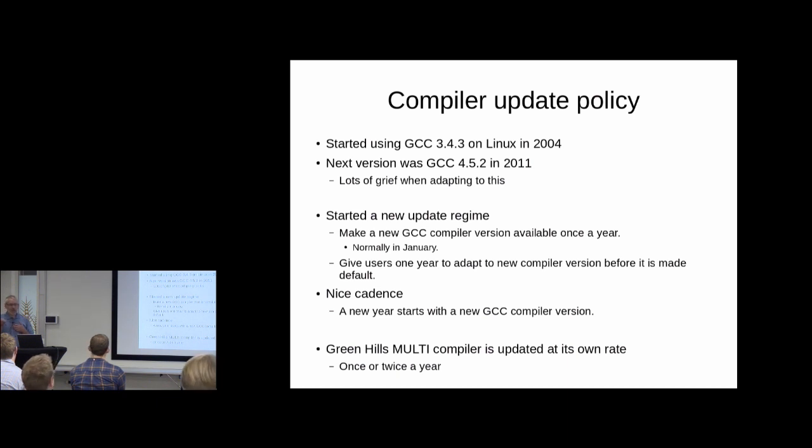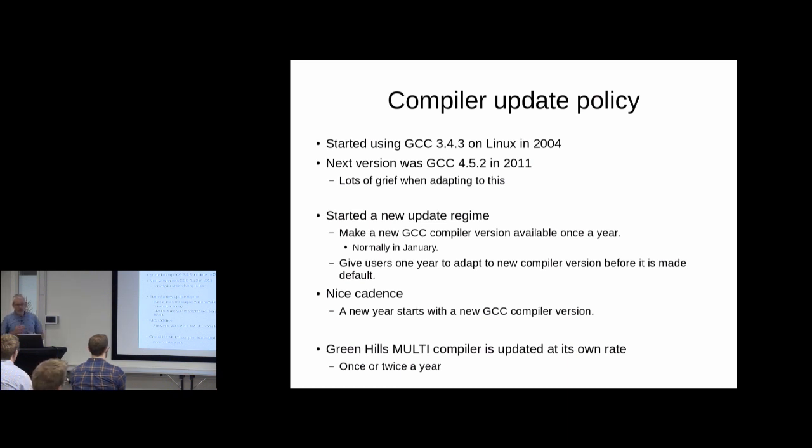So for the last 6 years, we have installed one new GCC compiler every year. We normally do it in January, because that is when GCC has released the 0.3 version. That gives us a nice cadence. We start the new year with a new compiler. And since then we give the developers 1 year to adapt to the new compiler.